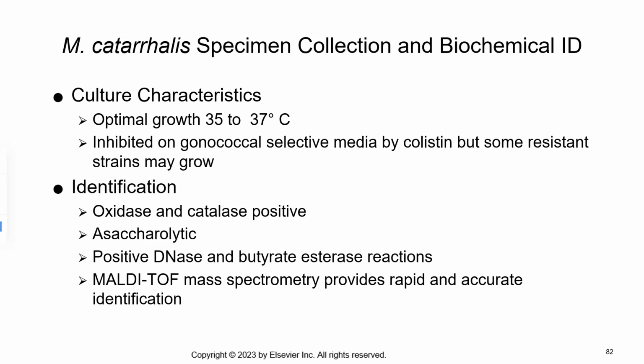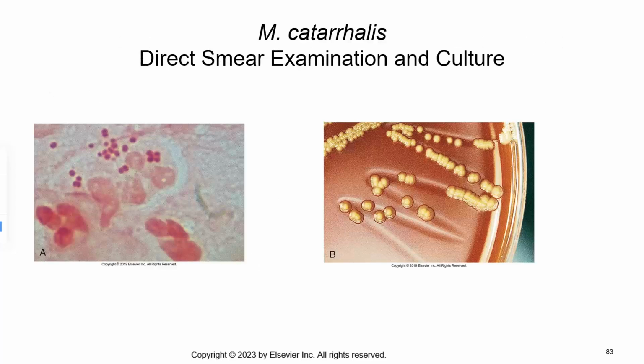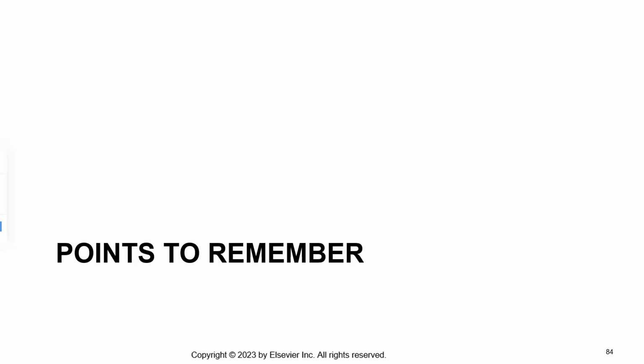Positive DNase and butyrate esterase reactions, and MALDI mass spectrometry provides rapid and accurate identification. So this is a direct smear and culture. So what it would look like on culture medium. And then you can review the points to remember.